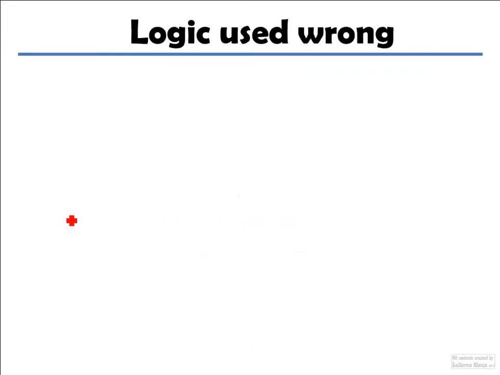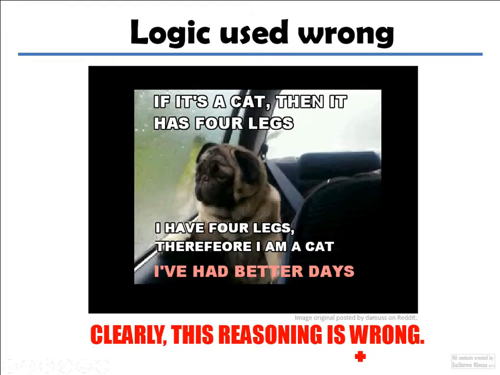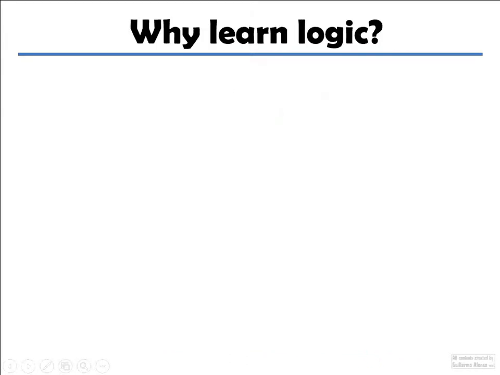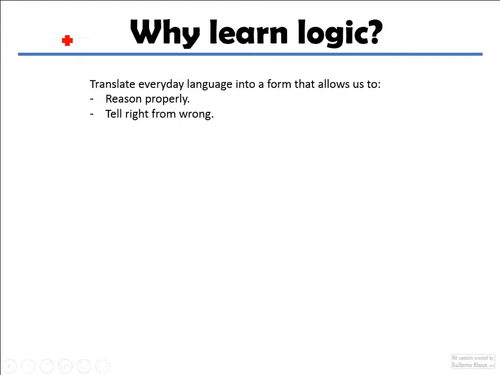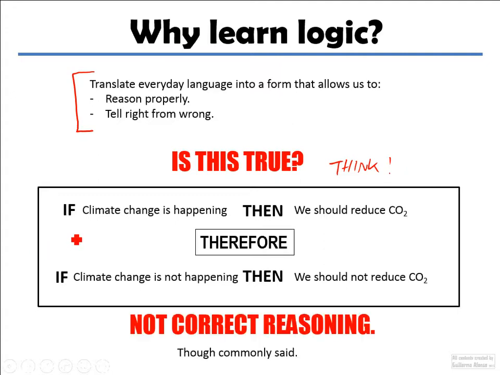Here's an example of logic used wrong. It's exactly the same reasoning as before, but it's very obvious here that it's the wrong reasoning. And that's important to realize. Sometimes, depending on the context, it might not look like it's wrong when it is. So we use a mathematical approach to figure out whether it's right or wrong. Check out this one. Is this true? Like, can I therefore say the right thing? The answer is no, I can't.